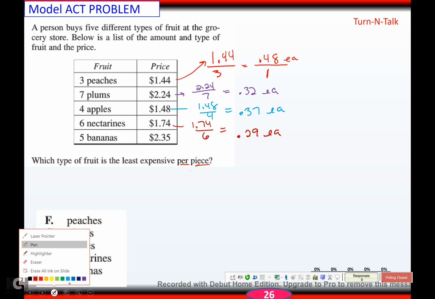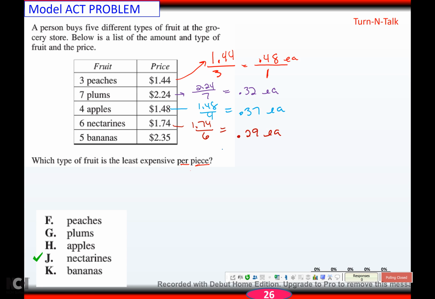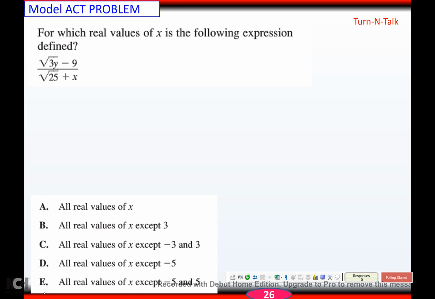And then last but not least, $2.35 for 5 bananas. Divide that out and you get 47 cents each. That's the smallest. That was nectarines. So that was my answer. Okay. Try this one, hit pause, come back when you're ready.